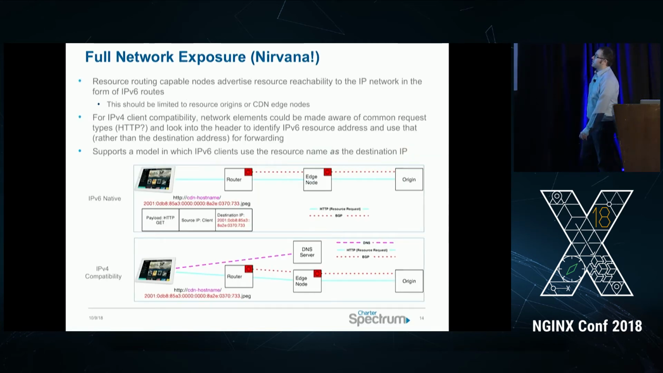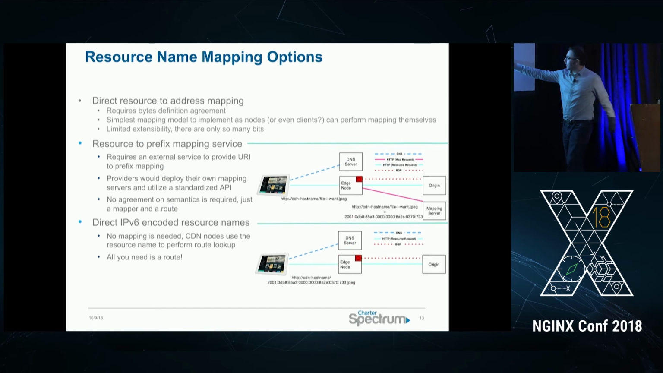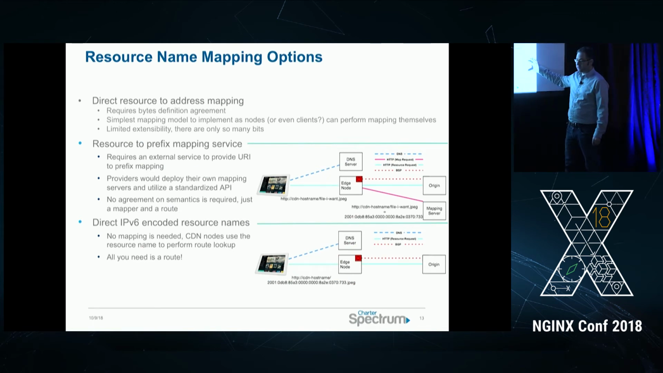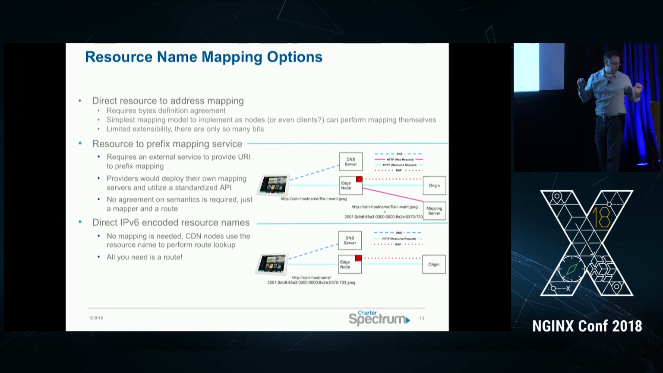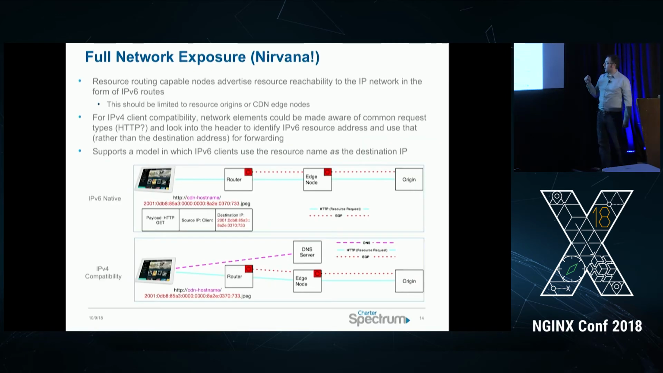Then we have Nirvana, which is getting to a point where all of that routing information for content and resources is actually exposed to the IP network. Everything we've talked about so far, all that routing information is limited to the CDN nodes. There's routers and stuff in the middle here that are completely ignorant to this right now. If we can get to a point where we can start advertising that reachability to the network, now the network is armed with the information to make the right routing decision. And there's two versions of this. One is for v4 and one is for v6. So the v6 model is pretty easy.